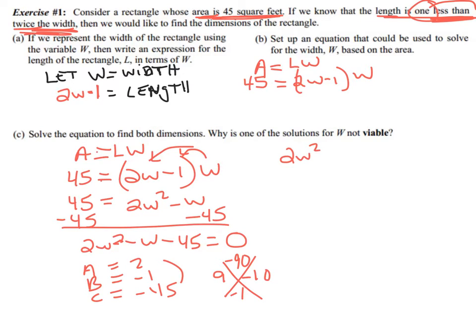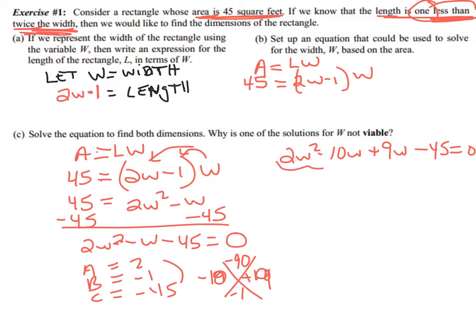And now, whichever way you want to go here, normally I guess we put the minus 10 on the left and then put the 9 on the right. My bad, sorry. So minus 10w plus 9w and then minus 45 equals 0.